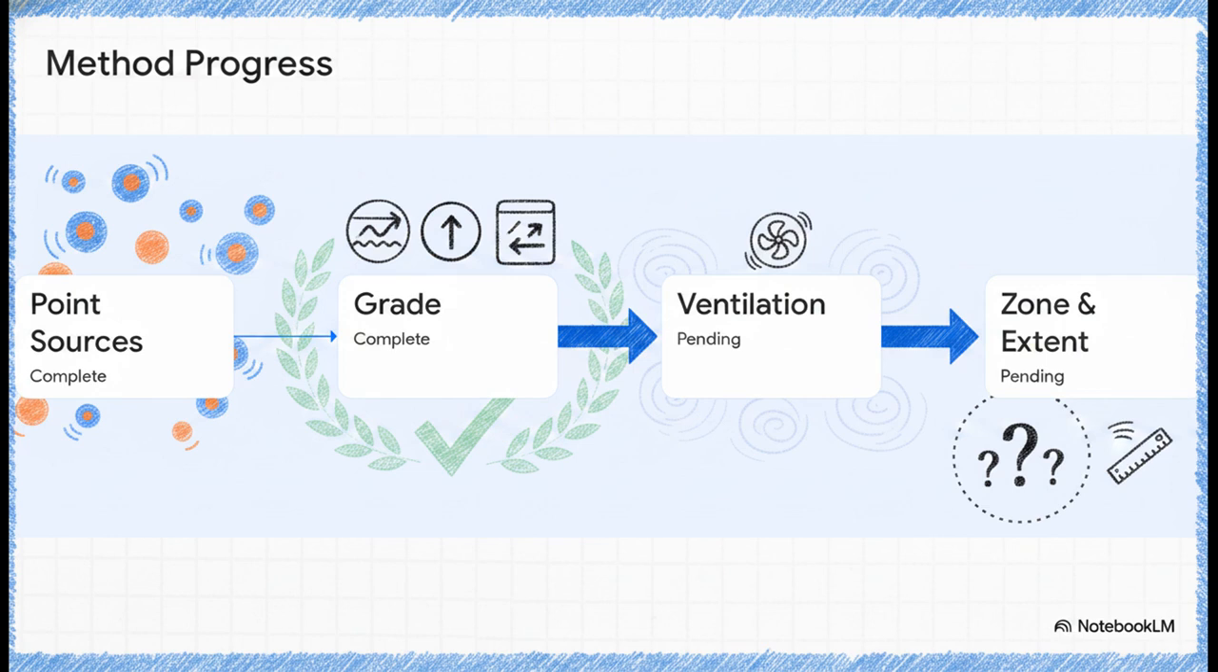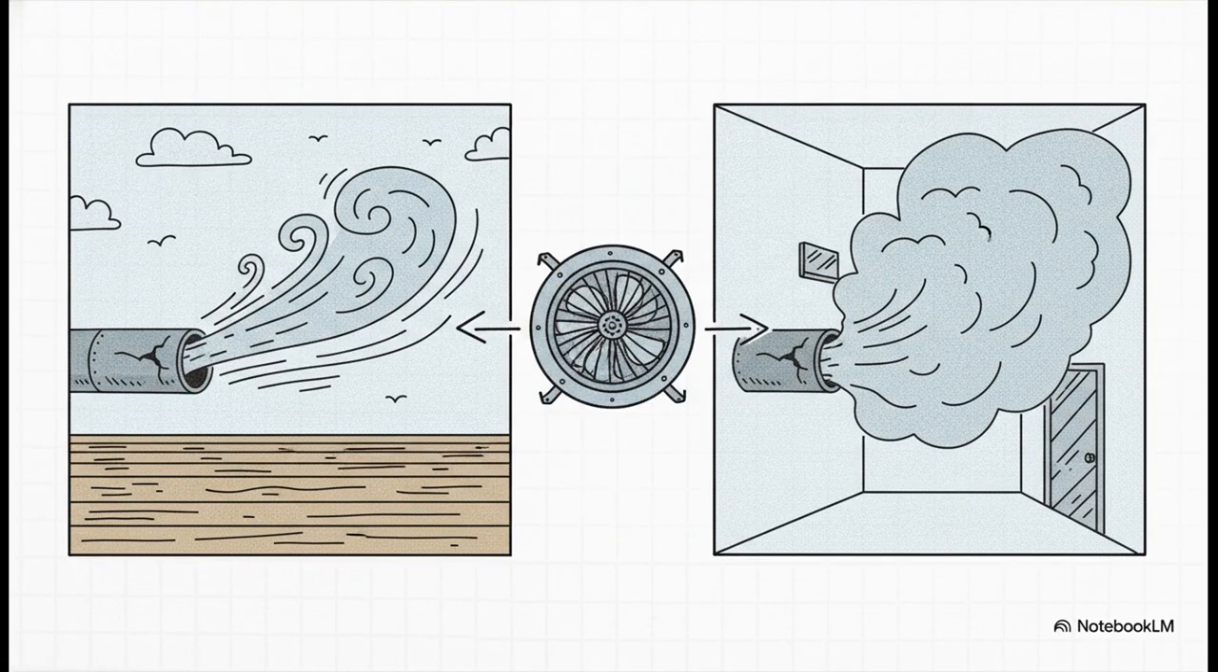So look at that. You have now successfully locked in the first 2 steps of the point source method. You know exactly how to find your sources, and you know how to grade them as either continuous, primary, or secondary. That right there is a massive part of the battle won. But grading alone doesn't actually finish the job.